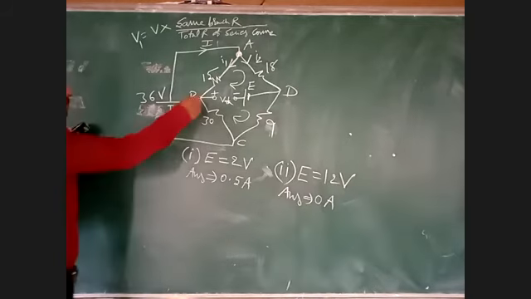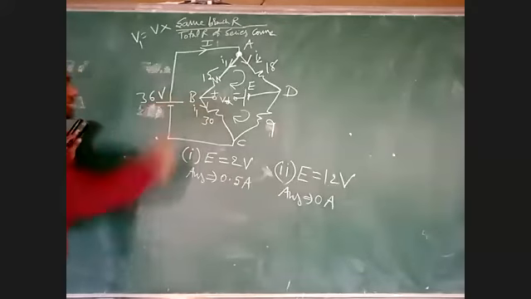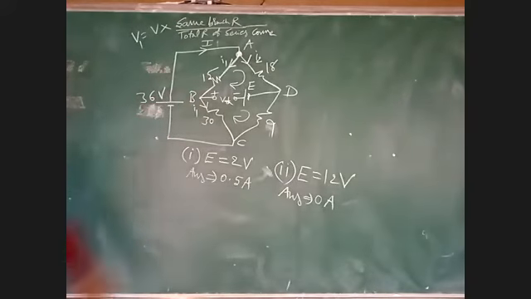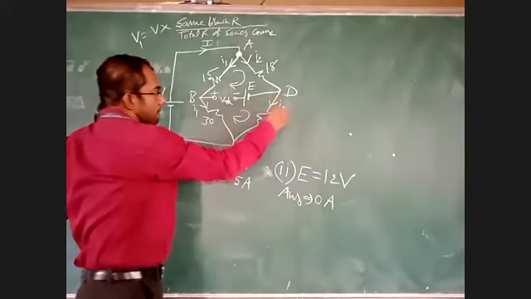Now, at point B, will the current divide or not? No. Current will not divide because it is an open circuit. That's why the same current is flowing in the 30 ohm. 15 and 30 are in series. Now, similarly here, 18 and 9 are in series.